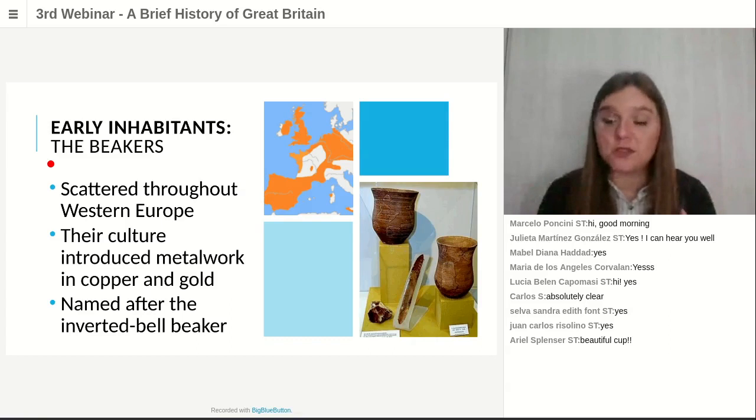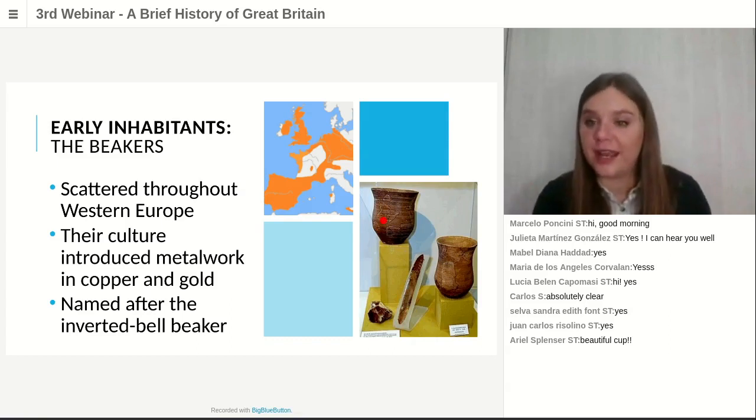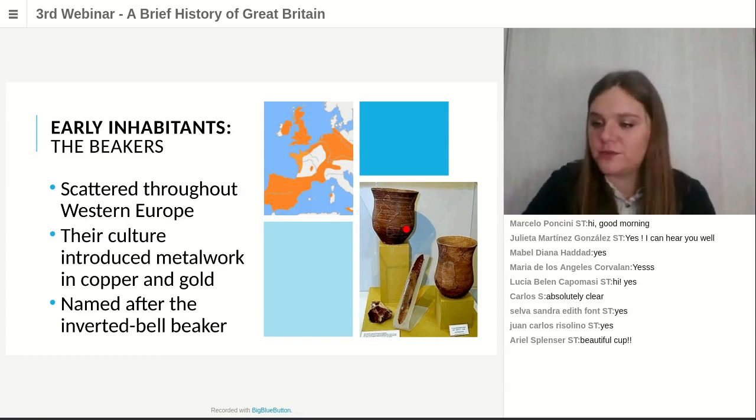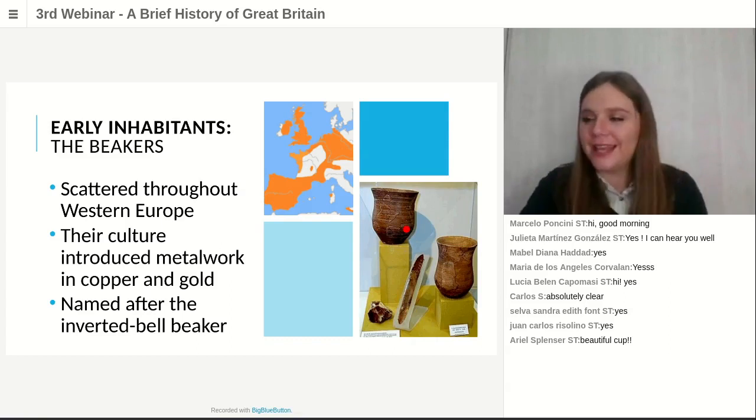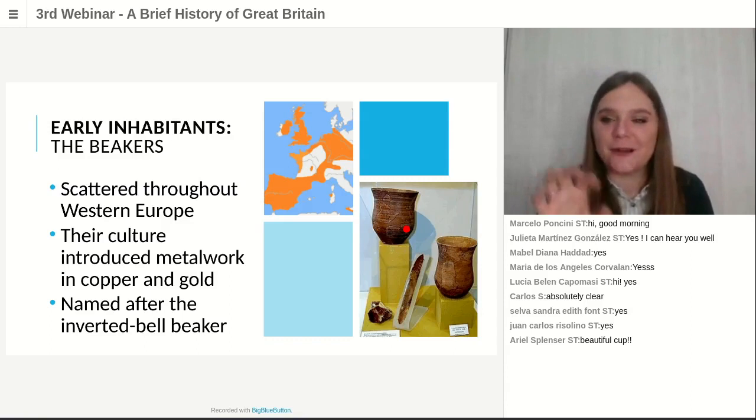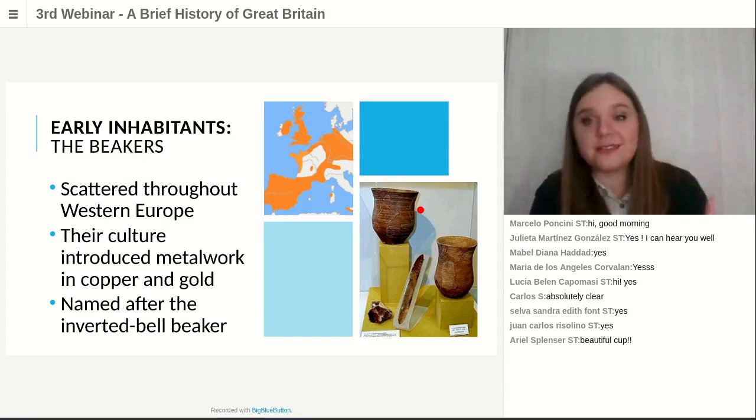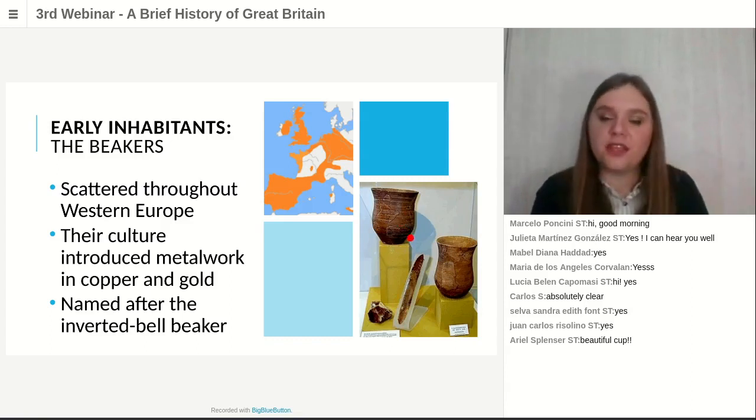They were famous for their pottery, so that's why they are called Beakers, because they created these sorts of beakers, and well, vases and different things connected to these craftsmen. So that is why they keep that name.